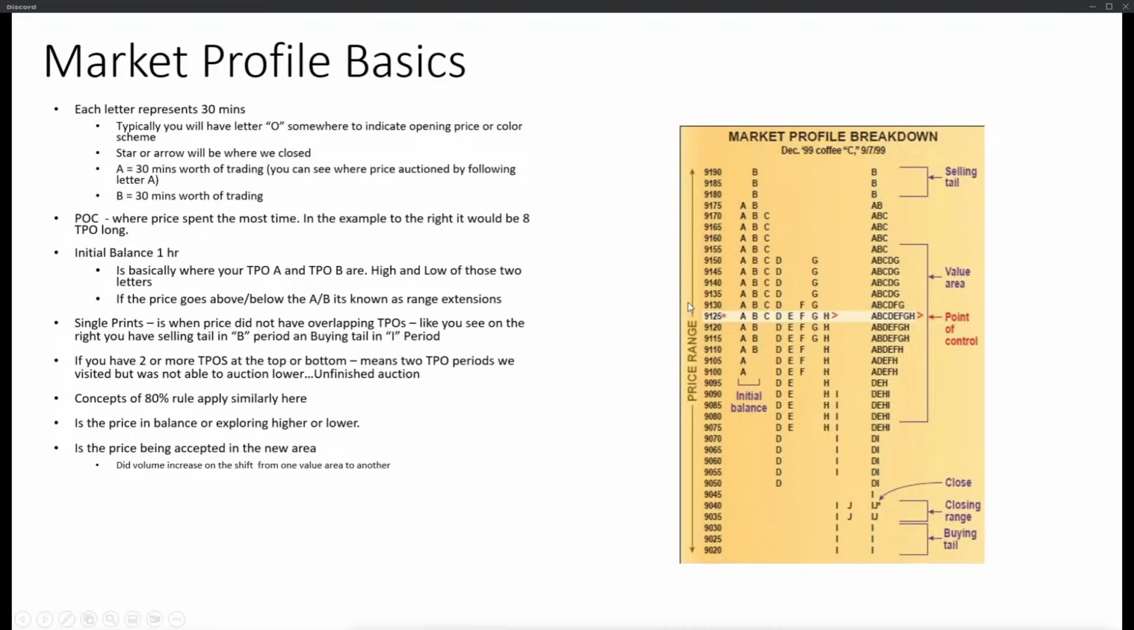But you see now, when I say single prints, it's here. In a B period, we had single prints pushing the price down because there are no more letters next to it. Is there a C right next to B? Nope. Okay. Let me ask you, I'm trying to ask you a trick question. Is this a finished auction here or an unfinished auction?